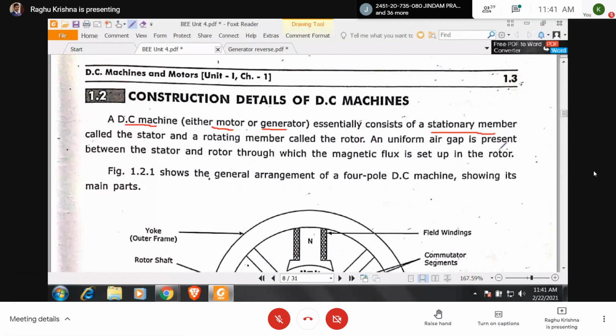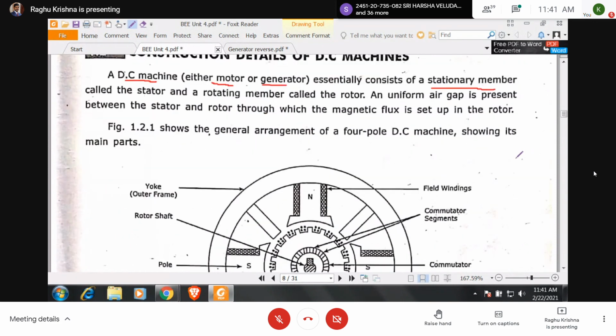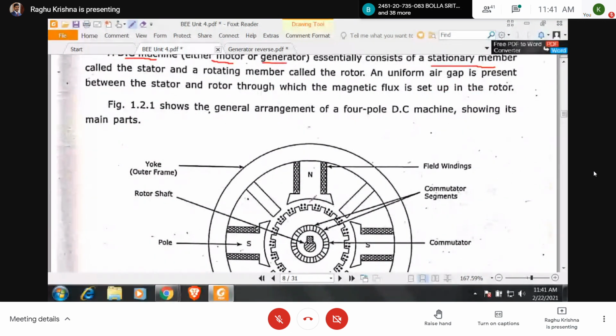A uniform air gap is present between the stator and rotor, through which magnetic flux is set up in the rotor. Here you can see a uniform air gap. The air gap will be there between the stator and the rotor.